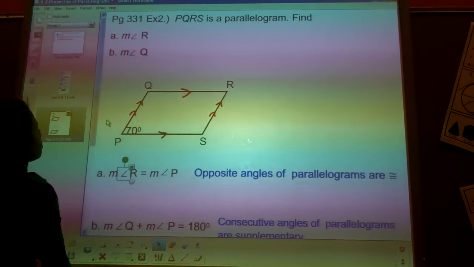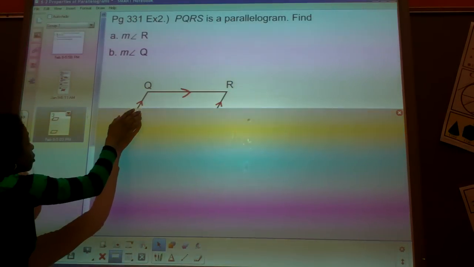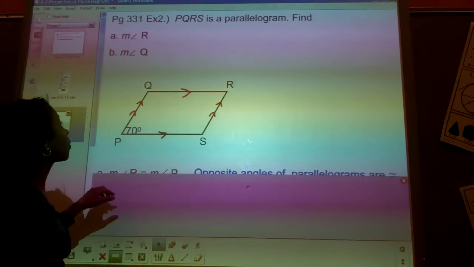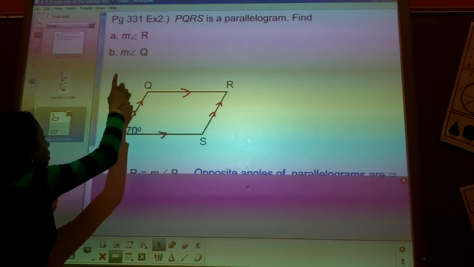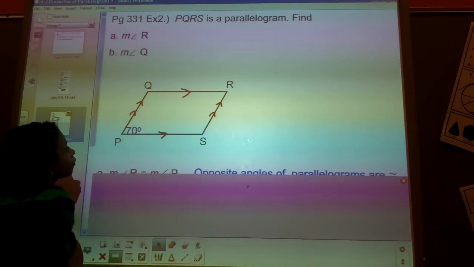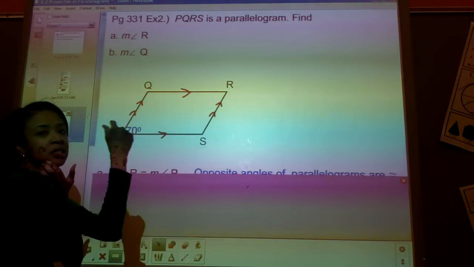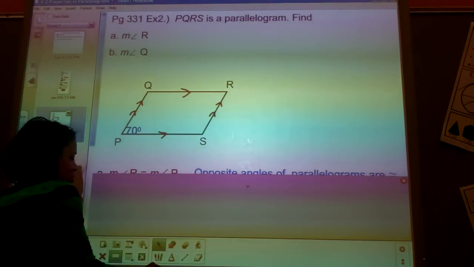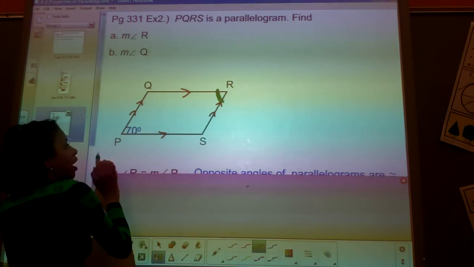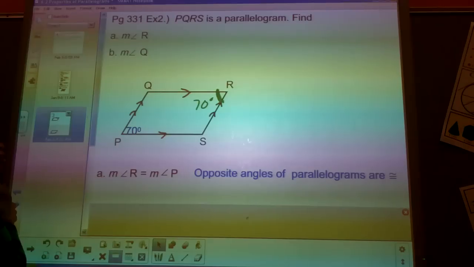Next item of business. Let's suppose I have this particular figure here. It's from your book, page 331. Let's say I have parallelogram PQRS, and I need to find the measure of angle R given the measure of angle P. Well, first of all, if it's a parallelogram, the two opposite sides are congruent. That instantly tells me that the opposite angles are congruent. So I can immediately find the measure of angle R. It has to be congruent to angle P, which is 70 degrees. Opposite angles of a parallelogram are congruent.